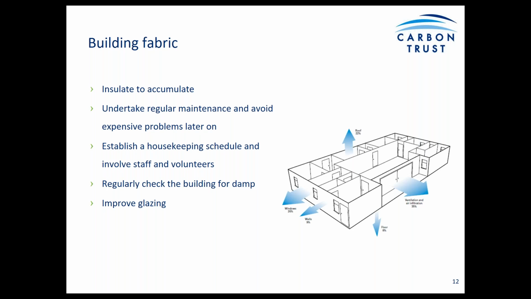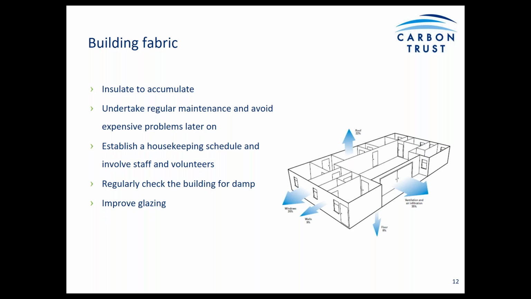Regularly check the building for damp. So damp can cause significant damage to the building structure, but what it also does is it reduces the effect of any insulation within that building. So it's important just to make sure that things like split down pipes, faulty gutters, or even leaky roof tiles are repaired as soon as they're identified to minimize the potential for damp.